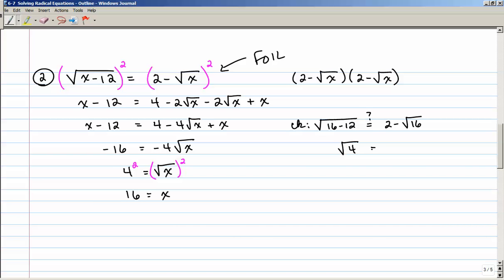Is the square root of 4 equal to 2 minus 4? Square root of 4 is 2. That is not equal to negative 2. It doesn't check, so there is no solution to this one. That's why you have to check, because sometimes squaring both sides can give you extraneous answers that ultimately don't actually work in the equation.